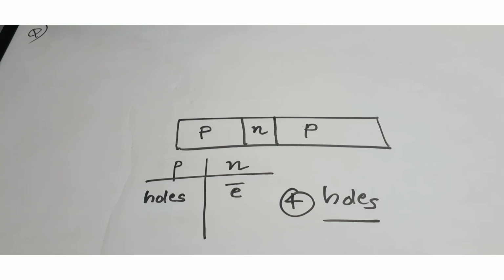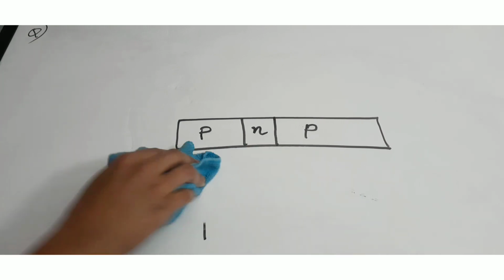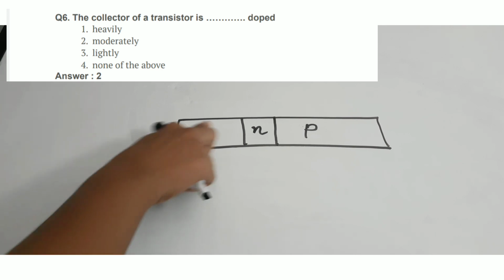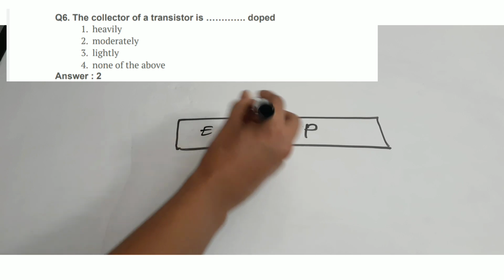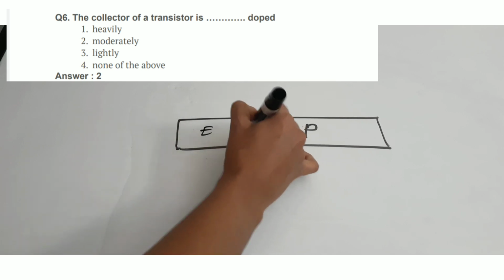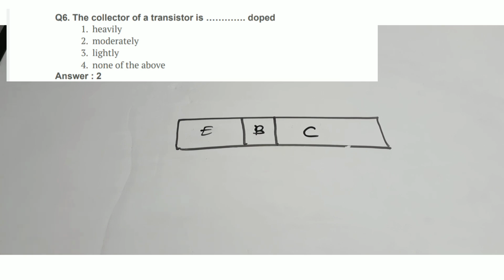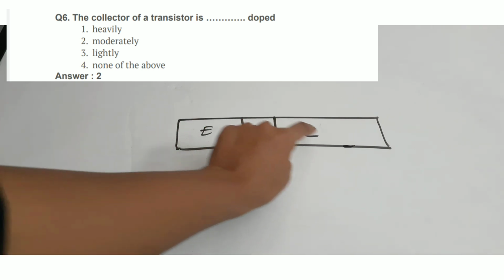Next question. It's again about the doping. The question is from the doping of a transistor: the collector of a transistor is dash doped. I'll write here emitter, then base, and then collector. So there are 3 terminals, and the doping level of these 3 terminals also varies.